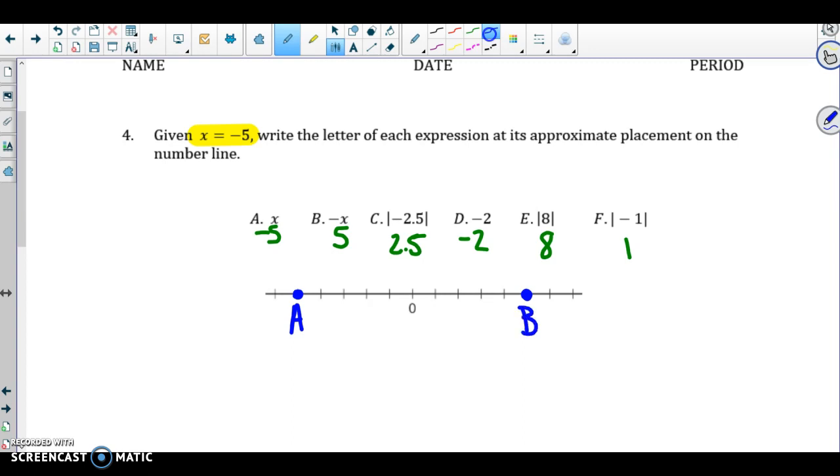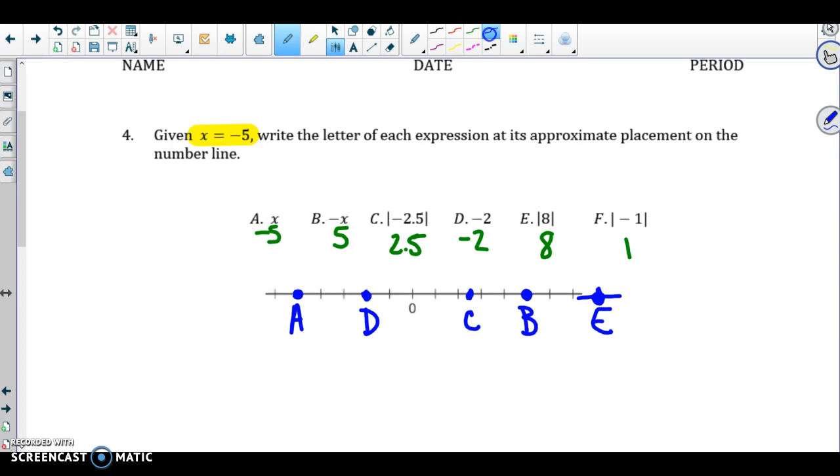C is at 2.5, so 1, 2.5 there, and that's going to be C. D is at negative 2, so I'm going to go to the left, 1, 2, and have D. E is at 8. Well, here's 5, 6, 7. Uh-oh, we don't have quite enough, so we'll make that here, and we'll draw that, and that's going to be E.